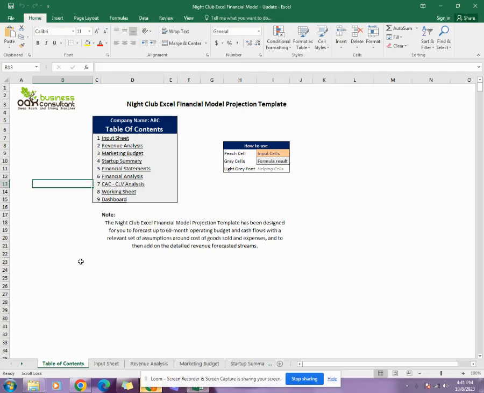Today we have brought you another financial model. This one is about the nightclub business. This includes up to 5 years or 60 months assumptions forecasting on the basis of its revenues, its costs, and other relevant information. As you can see, the how to use this tells you about the peach cells are the input cells, whereas the gray cells are the formulas results, and the light gray ones are the helping cells.